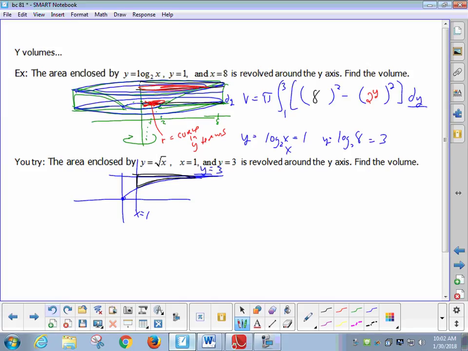Important that you identify the region, otherwise you're going to have very little chance of success.